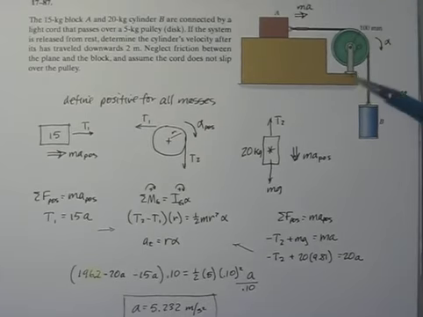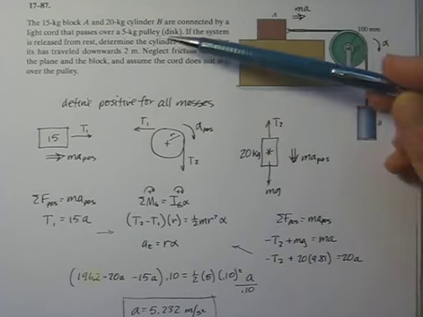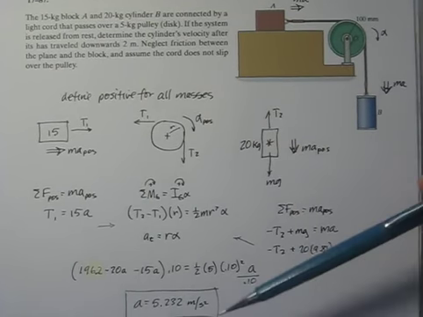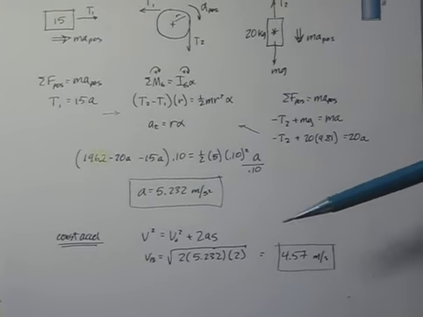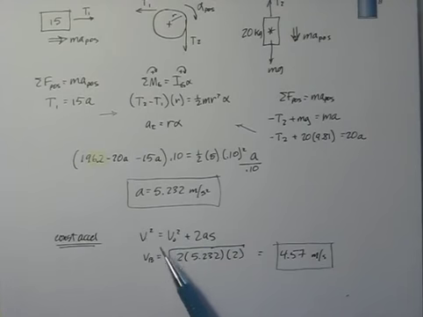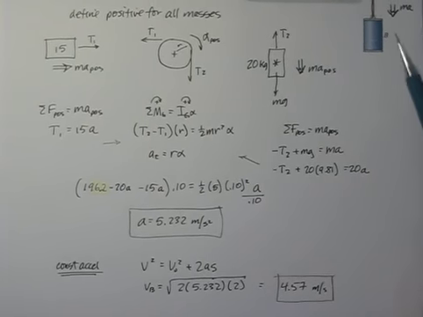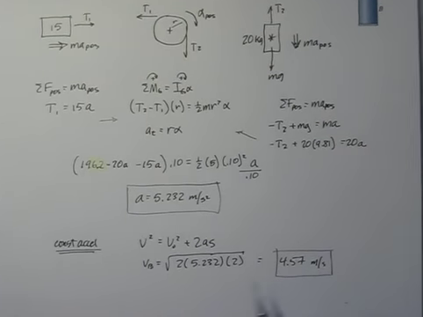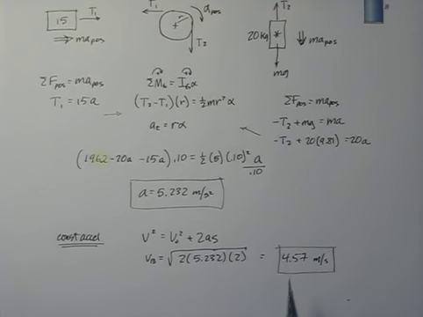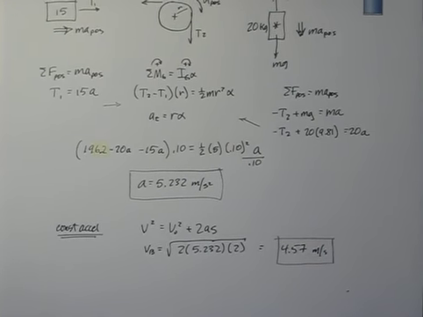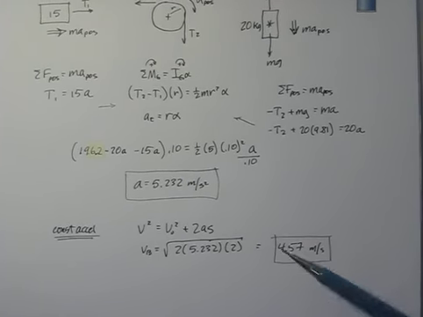In this case, it's trying to find the velocity after it's traveled down 2 meters, and again, that's a constant acceleration equation. So I'm going to say that v squared is equal to v sub 0 squared plus 2as, and we're talking about one of the masses here, probably the cylinder, and I can find that it is traveling at 4.57 meters per second after it drops those 2 meters, I guess.